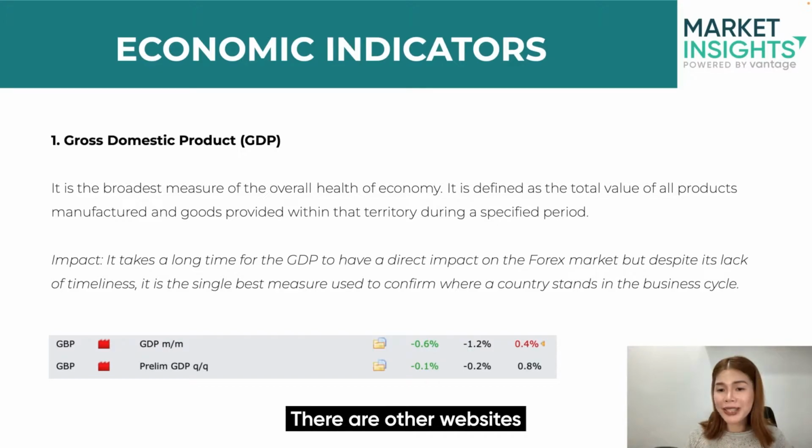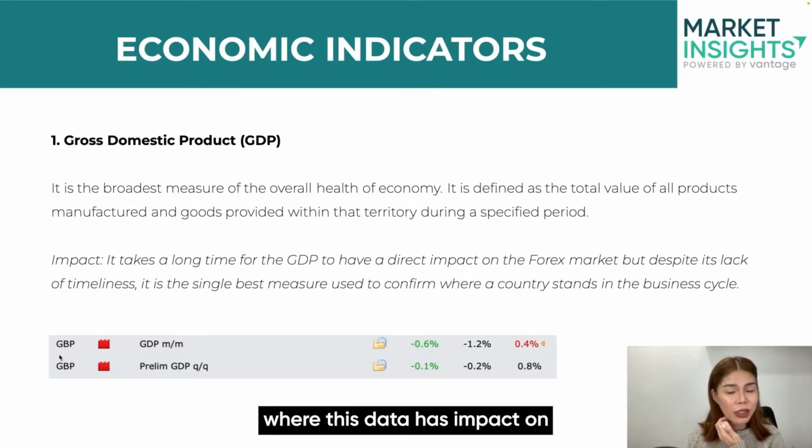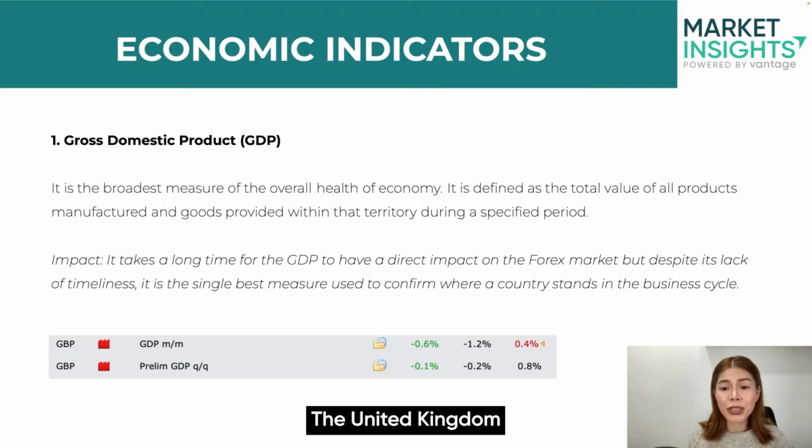There are other websites that show you the economic indicators and calendars. I just prefer to use Forex Factory because it's a cleaner, beginner-friendly economic calendar. GBP shows you the currency that this data has impact on. GBP is the currency of the United Kingdom. Red is the data impact. Red is high impact data. If it's orange, it's a medium impact data, and if it's yellow, it's a low impact data.